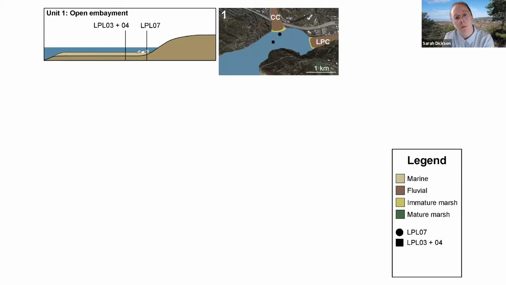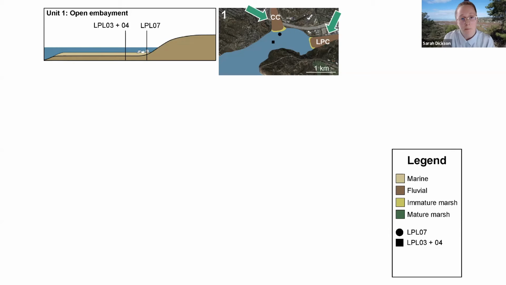Here's a reconstruction of what we believe the lagoon looked like during that time. On the left, we have a cross-section view, and the right shows an aerial perspective. Light brown represents marine deposits or the open embayment. Dark brown are fluvial deposits, and yellow is immature marsh. Later on, we'll also see some green representing the mature marsh. On the aerial map, the circle represents the site for core 7, and the square represents the site for cores 3 and 4. In the aerial view, we can see the creek channels with fringing immature marsh feeding into the embayment. The cross-section, meanwhile, illustrates that the embayment was completely open to wave action with no barrier.